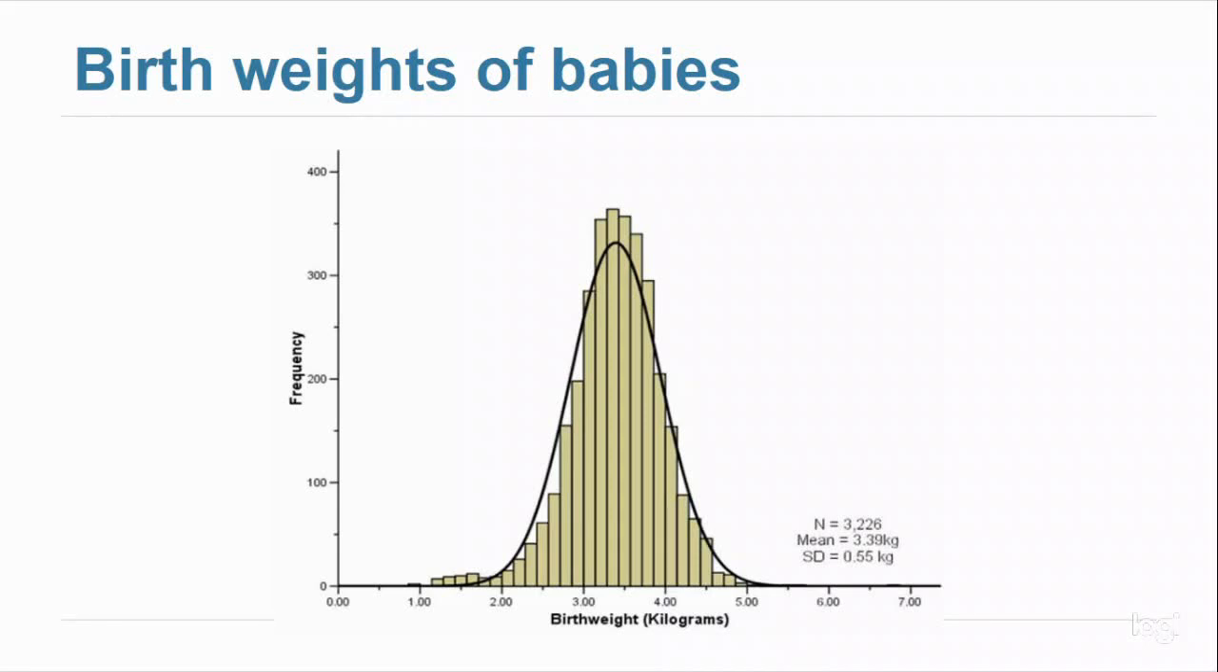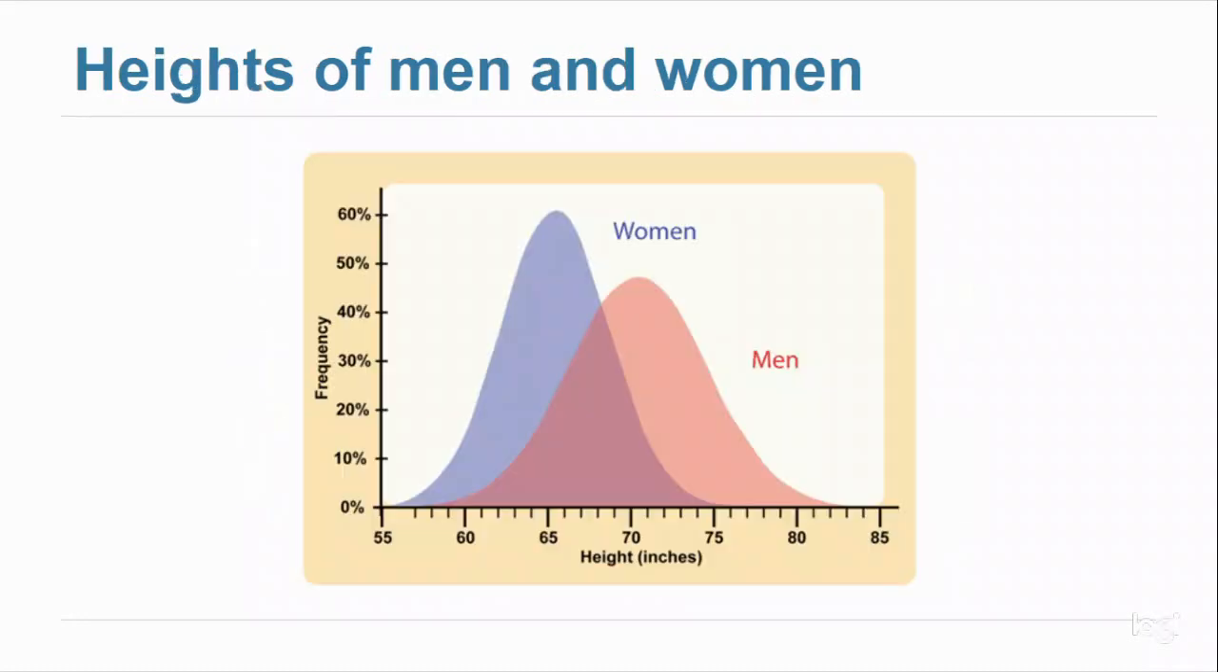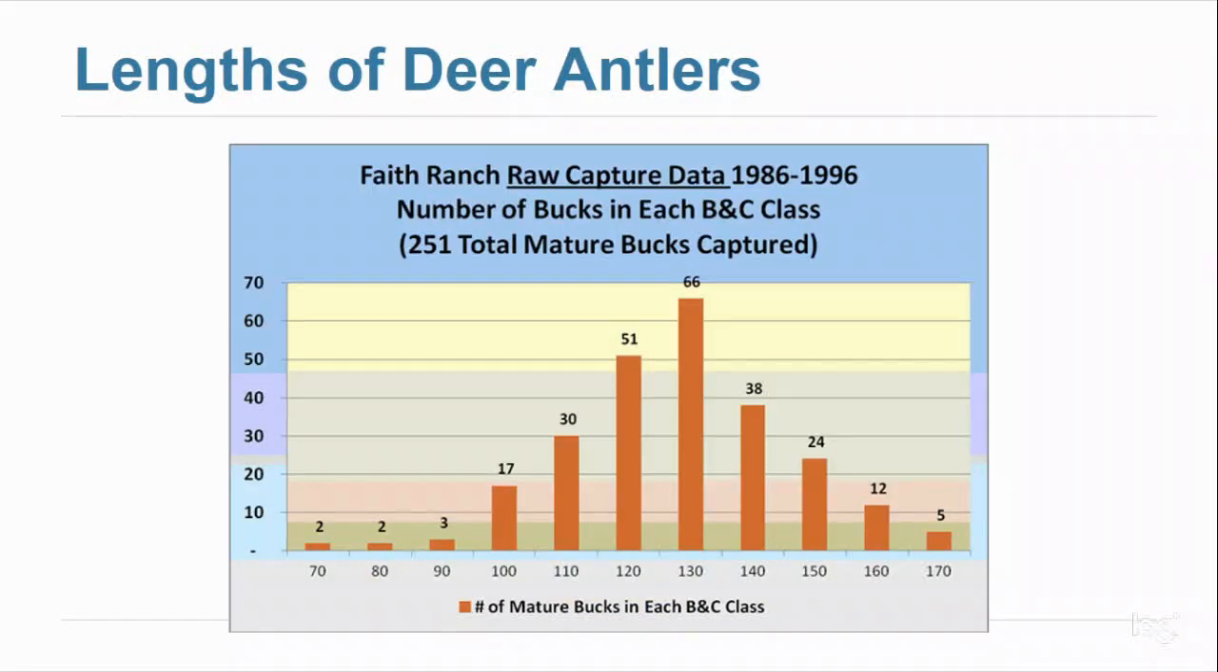The birth weights of babies follow a normal distribution. The sales of shoes for women follow a normal distribution. The heights of men and women follow normal distributions. Even the lengths of deer antlers captured in some hunting expeditions follow a normal distribution.